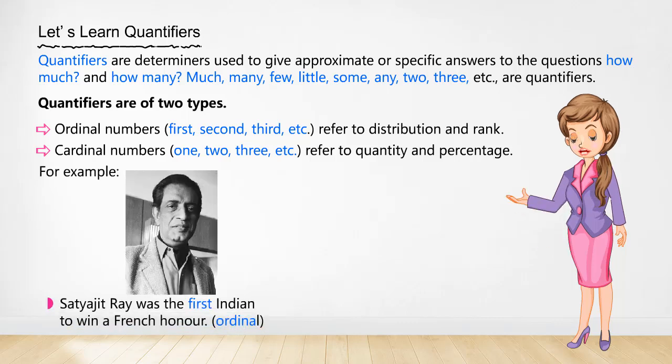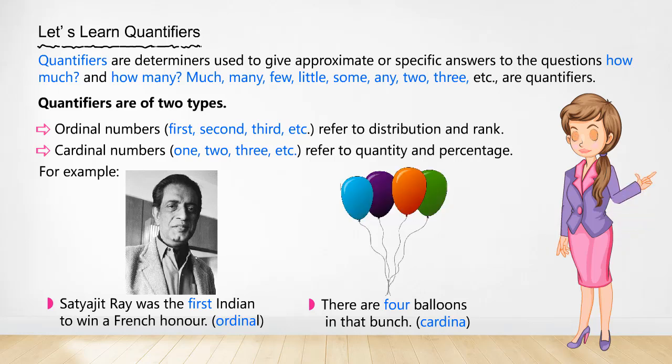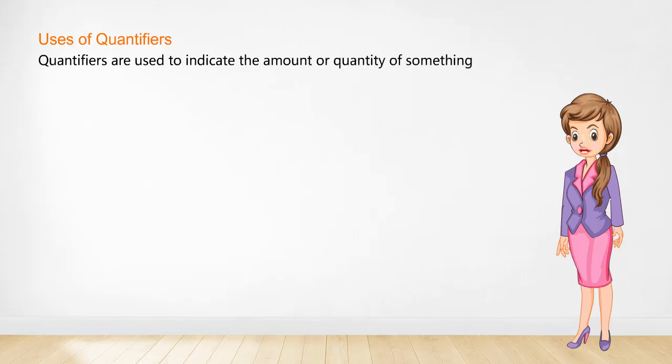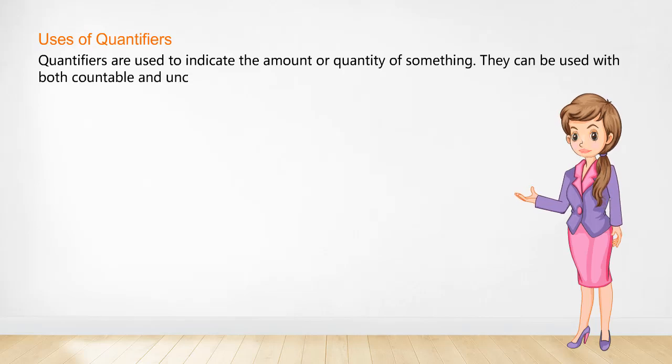For example, Satyajit Ray was the first Indian to win a French honor. Ordinal. There are 4 balloons in that bunch. Cardinal. Uses of quantifiers. Quantifiers are used to indicate the amount or quantity of something. They can be used with both countable and uncountable nouns.